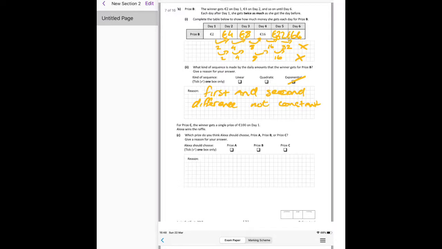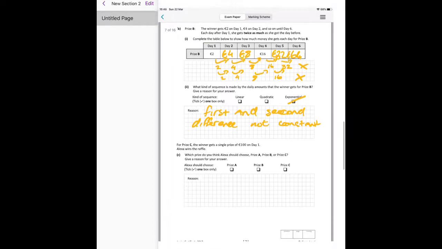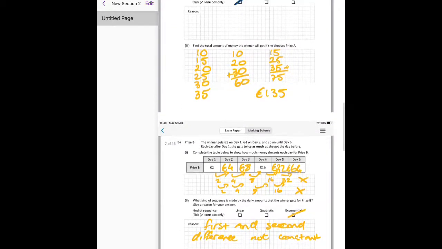Okay, for prize C, the winner gets a single prize of €100 on day 1. Alexa wins the raffle. Which prize do you think Alexa should choose? Prize A, B, or C? And then give a reason for your answer. So let's have a look.